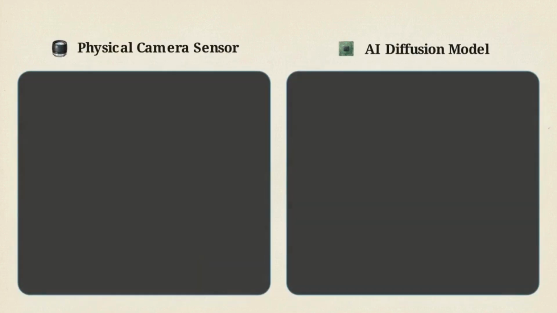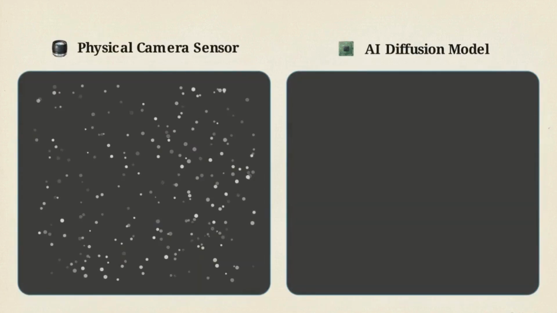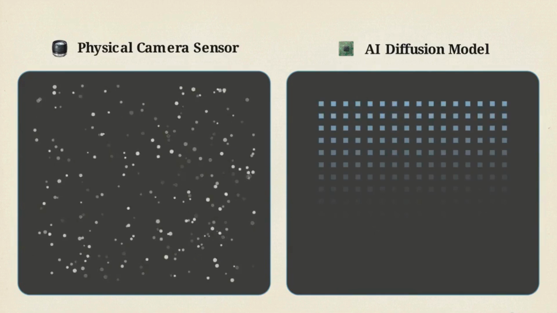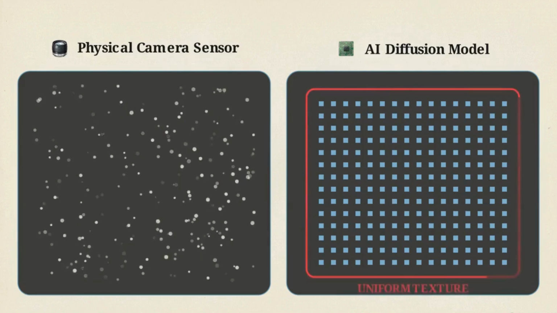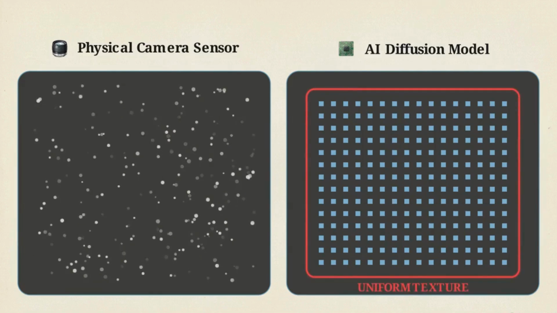Real photographs capture tiny, randomized imperfections, but generative models tend to over-polish the surfaces they create. This split-screen chart illustrates the difference. On the left, we see the randomized noise pattern of a physical camera sensor. On the right, the AI diffusion model exhibits a flat, uniform noise distribution, effectively erasing skin pores and organic grain.